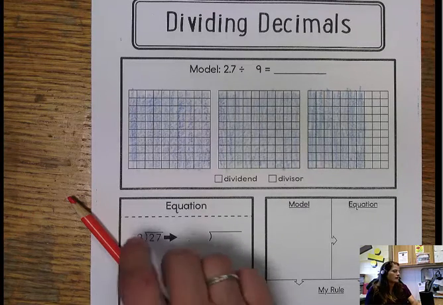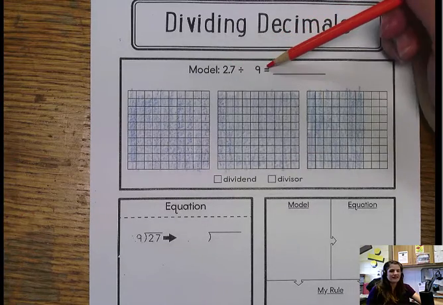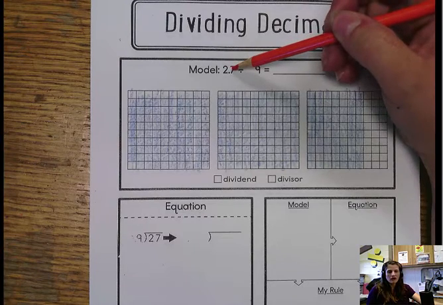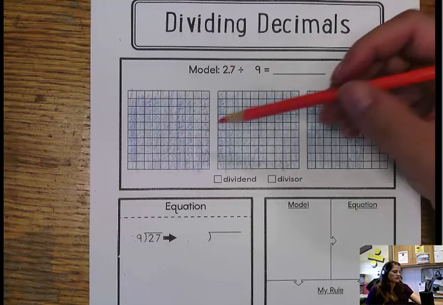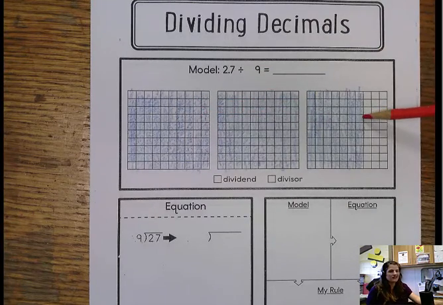Okay, and our problem is 2 7/10 divided by 9. So what we want to do is go ahead and shade in two whole boxes, and 7/10 of a box. You can see I've shaded in two whole boxes and then 7/10 of a box on this one. I'll let you pause right here for just a moment while you do that.